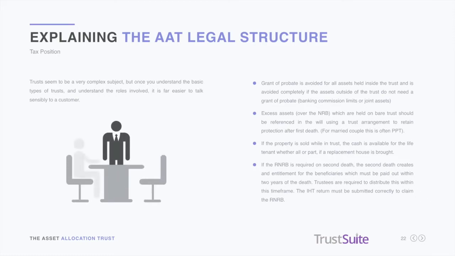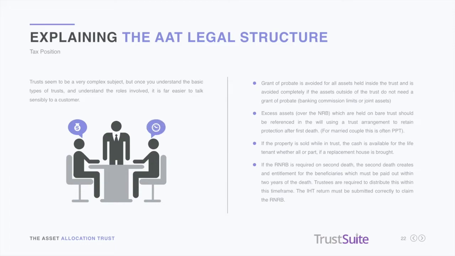Trusts are a very complex subject, but once you understand the basic types of trusts and the roles involved, it's far easier to talk sensibly to a customer. So, for the Asset Allocation Trust, a grant of probate is avoided for all assets held inside the trust, and is avoided completely if the assets outside of the trust do not need a grant of probate, such as when they're under the limits set by the banking commission or they're assets that are held jointly.